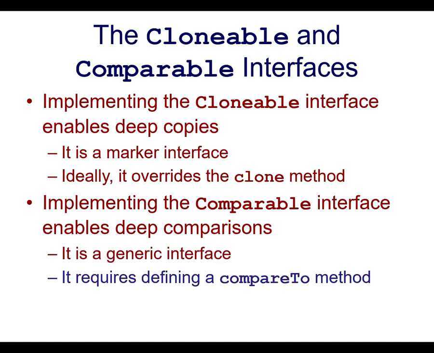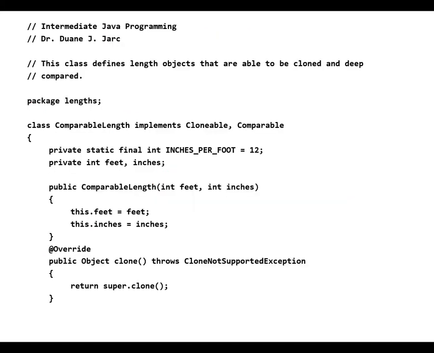Implementing Comparable requires defining a compareTo method, which compares 2 objects and returns a negative value if the first is smaller, a 0 if they are equal, and a positive value if the first is larger. Let's consider an example that illustrates implementing these interfaces. Notice that the ComparableLength class implements the predefined interfaces Cloneable and Comparable.